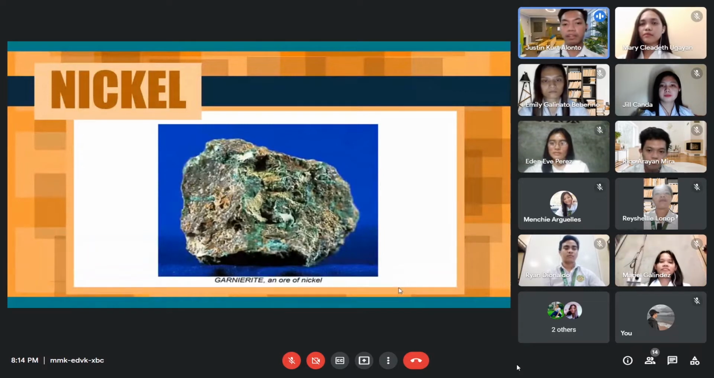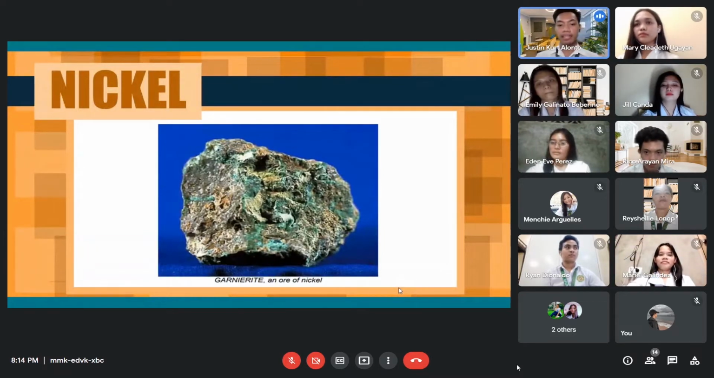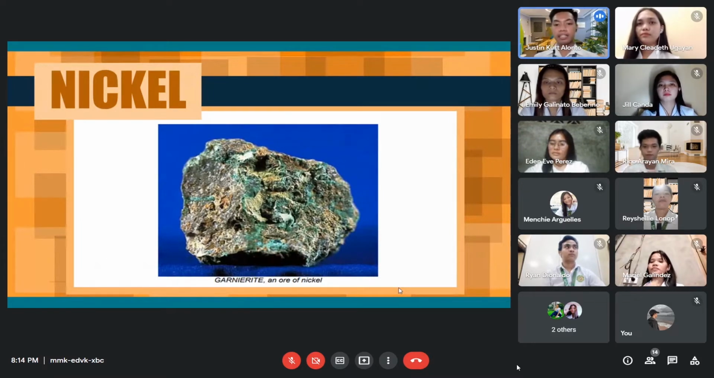Garnierite is mined from laterite deposits formed by weathering and secondary mineralization of igneous rocks. The nickel is contained in the blue-green bands of the ore in the photo. The specific gravity of this mineral ranges from 2.3 to 2.8.